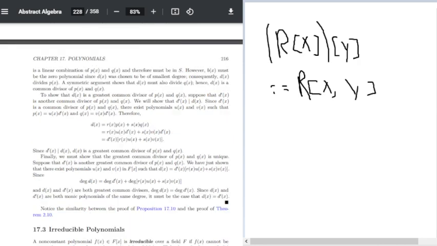To show that d of x is a greatest common divisor, not a greatest, it's just a common. To show that d of x is the greatest common divisor of p of x and q of x, suppose that d prime of x is another common divisor of p of x and q of x.